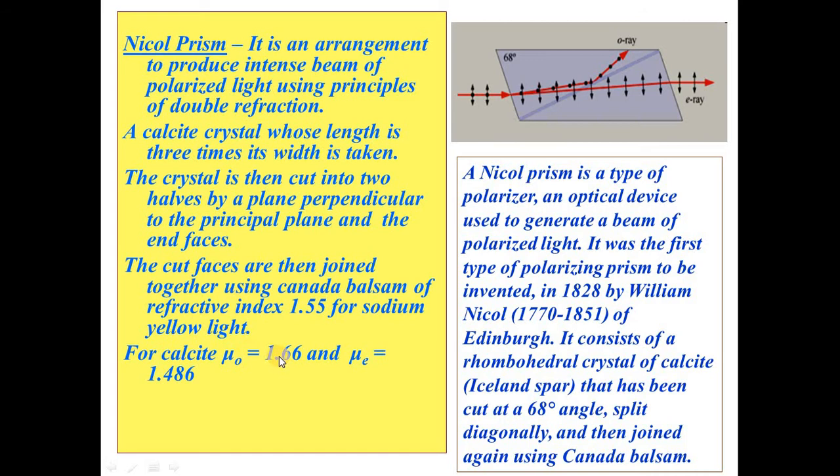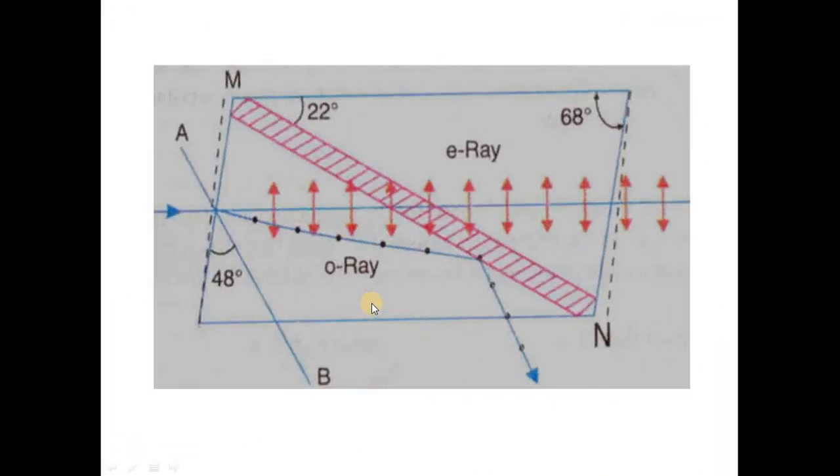Light is traveling from a denser medium to a rarer medium, and it undergoes total internal reflection. And for the extraordinary ray, light is traveling from a rarer medium to a denser medium, that is 1.486 to 1.55, and it passes through the crystal. It passes through the Canada balsam layer.